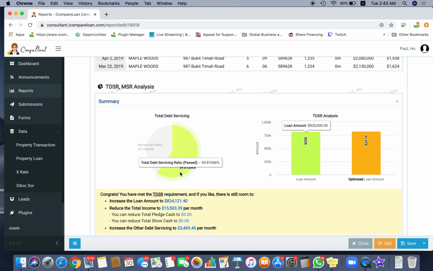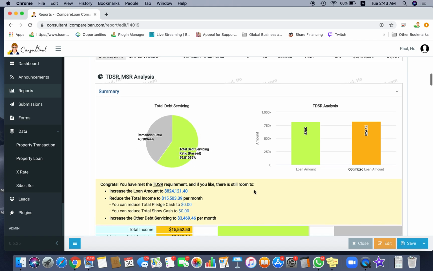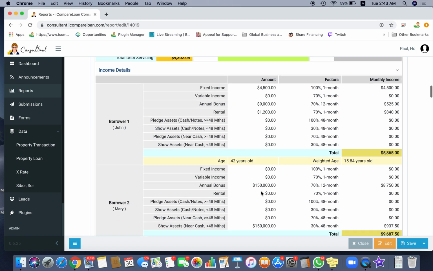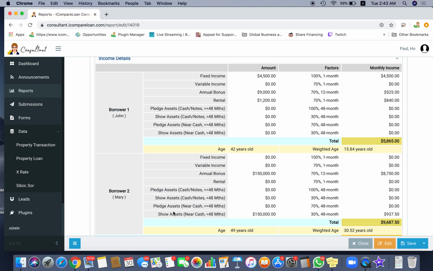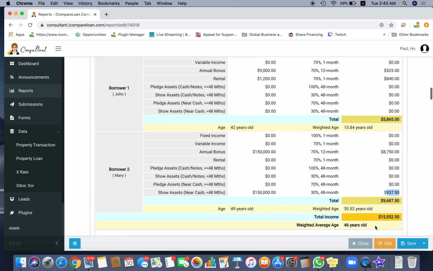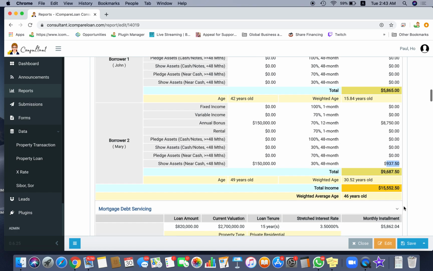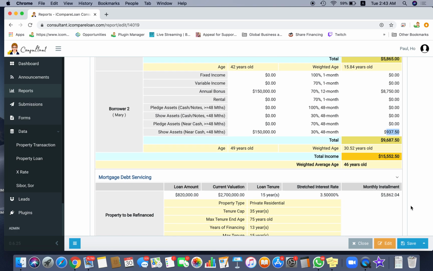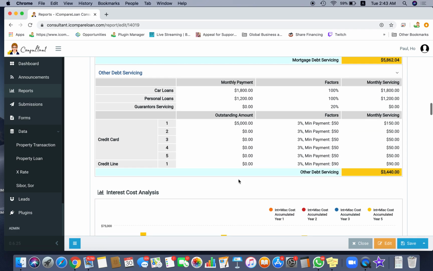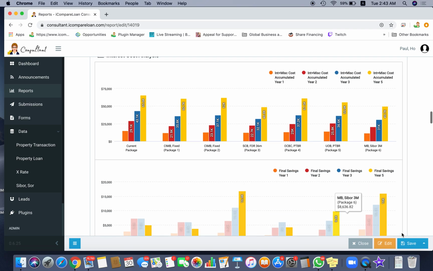And then you see that it's passed. Why is it passed? Then if you look at the TDSR, you have the income information. And then because of this show assets of 150,000, that works out to be an aggregated income of $900 over, and that just brings it across, over to the figure. And because the overall income has increased, therefore the TDSR is passed. So the refinancing is possible now.